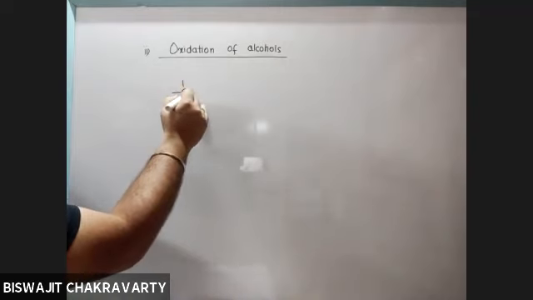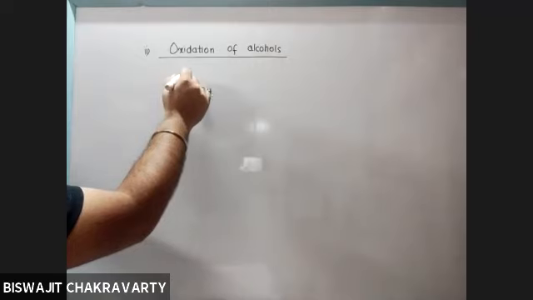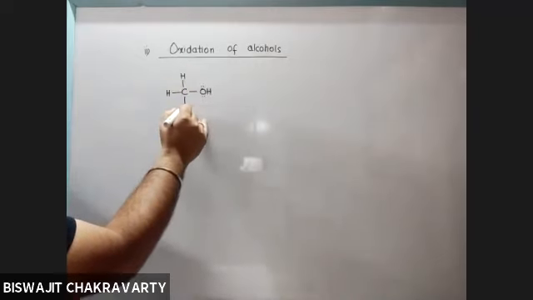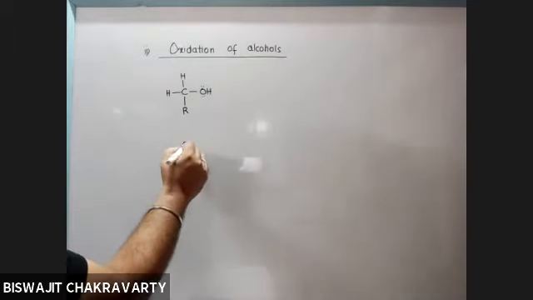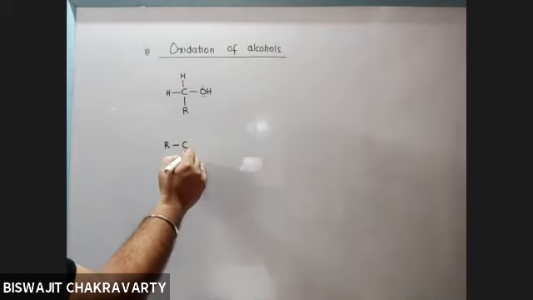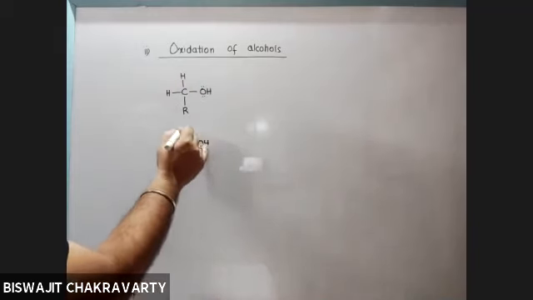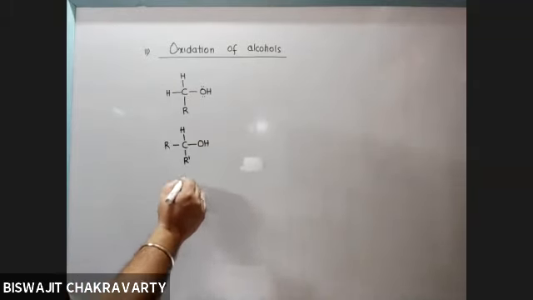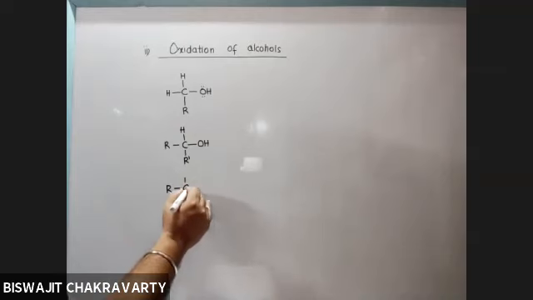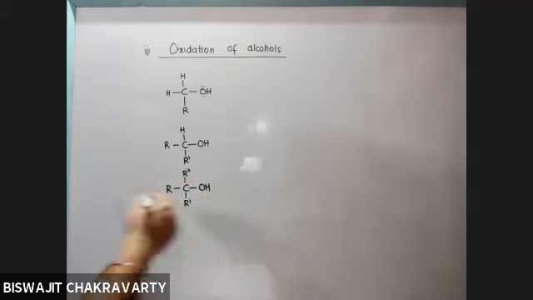Now, what is 1 degree alcohol? 1 degree alcohol is that alcohol where the carbon bonded to OH has minimum of 2 hydrogens associated with it. What is 2 degree alcohol? The carbon bonded to OH has only 1 hydrogen linked to it. And in 3 degree alcohols, the carbon bonded to OH has no hydrogens. All are alkyl groups.